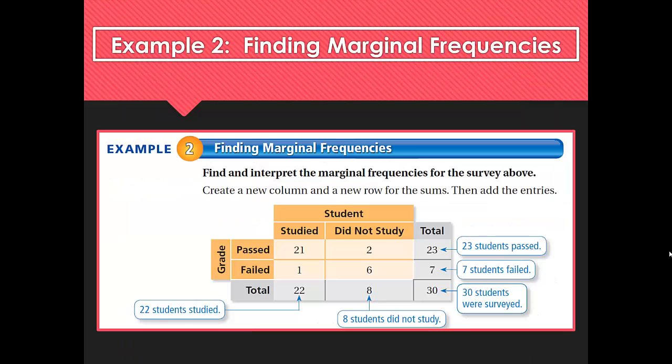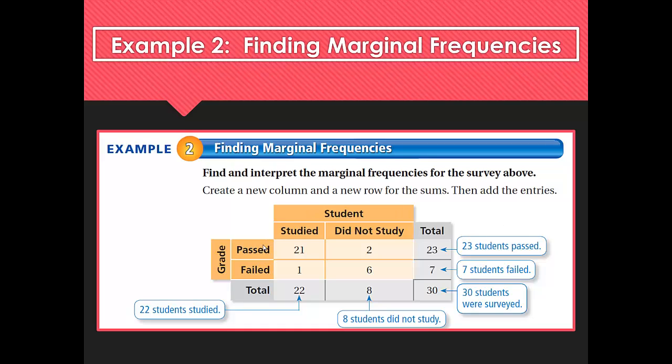For our second example, we're finding marginal frequencies. Find and interpret the marginal frequencies for the survey above. Create a new column and a new row for the sums. Then add the entries. So we have the same table that we had in the first example. But now what we're going to do is add up our columns and our rows.